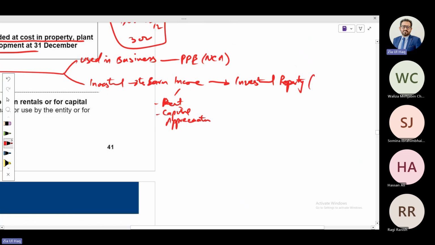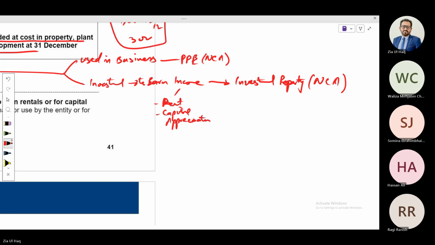Though we will record under non-current assets, but not in property, plant and equipment. So any property that is being used in the business is called property, plant and equipment. And any property that is not being used in the business, we have made investment in that property to earn income. Income could be in the form of rent, or income could be in the form of capital appreciation. So that income earned property will be recorded as investment property rather than property, plant and equipment. Is it fine? Can you understand this?